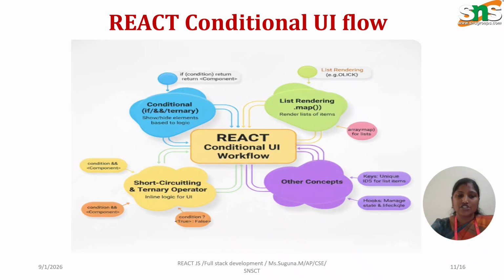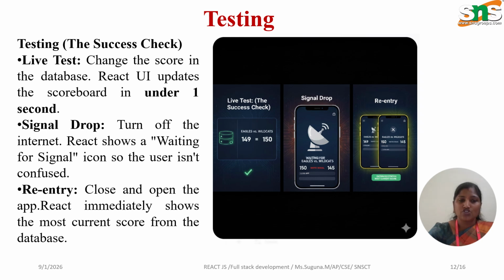And this is the conditional UI flow and testing of React JS. React is very powerful when it comes to conditional rendering. For example, if data is loading, show a loader. If the internet is disconnected, show a waiting for signal message. If the score changes, display the update instantly. During the testing part, when the database score changes, the UI updates in less than 1 second. When the internet is turned off, the user sees a clear message. When the app is reopened, the latest score is displayed. This ensures a smooth user experience.